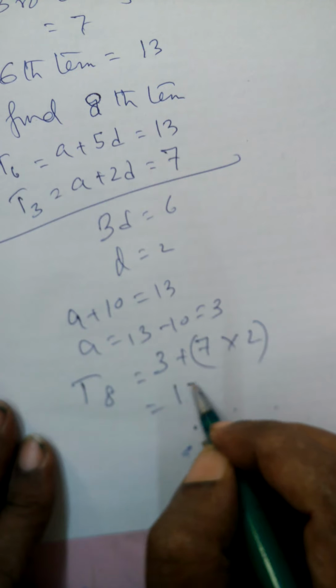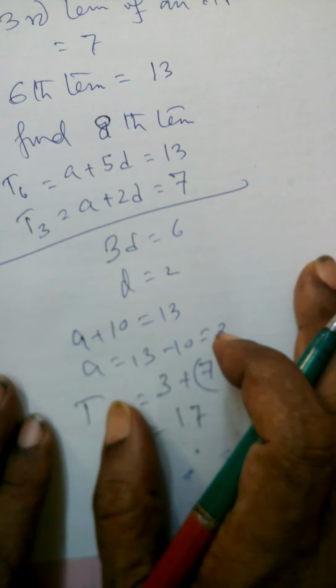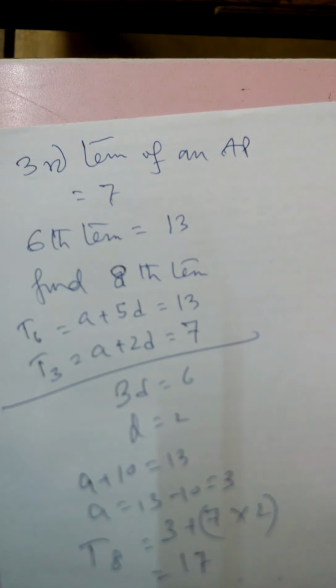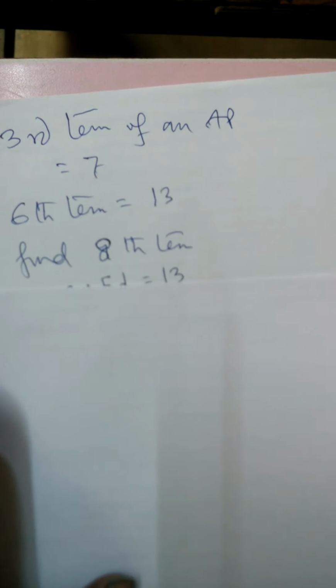But I don't think this concept is a very good one to follow always. Look at the idea I want to use. I know that the third term is 7 and the sixth term is 13. So how many gaps will there be? Third term to fourth term, one gap. Fourth term to fifth term, another gap, and fifth term to sixth term. So there are 3 gaps.